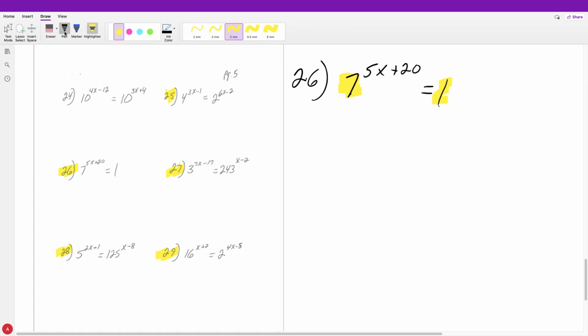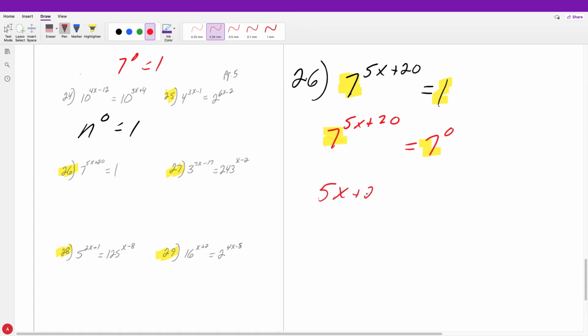And I know that any single number that I have raised to the 0 power is equal to 1. So if I'm trying to make our bases the same, well, I can write 7 to the 0 power is equal to 1. So I can rewrite that as 7 to the 5x plus 20 power is equal to 7 to the 0 power, because I know that that is equal to 1. And by doing that, now I have like bases. So I can go ahead and say 5x plus 20 is equal to 0.